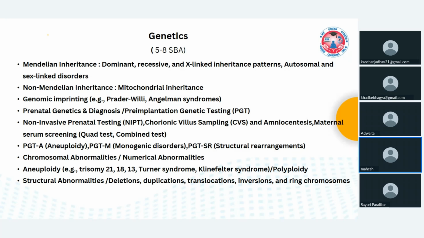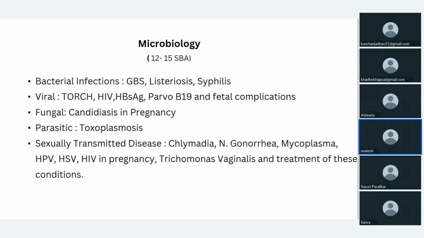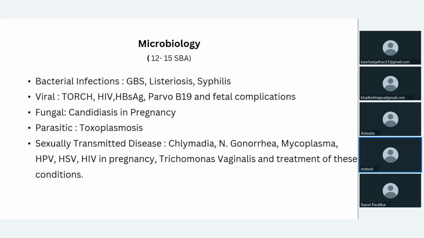Okay. Then coming to microbiology, it will have 12 to 15 SBAs. Bacterial infections like group B streptococci, listeriosis, syphilis. Very frequently asked are syphilis and group B streptococci. Okay, viral infections like TORCH infections, HIV, Australia antigen, parvovirus B19, fetal complications, then fungal infections such as candidiasis in pregnancy, parasitic infections like toxoplasmosis, and various sexually transmitted diseases like chlamydia, Neisseria gonorrhoeae, mycoplasma, HPV, HSV, HIV in pregnancy, Trichomonas vaginalis, and treatment of these conditions. Okay.